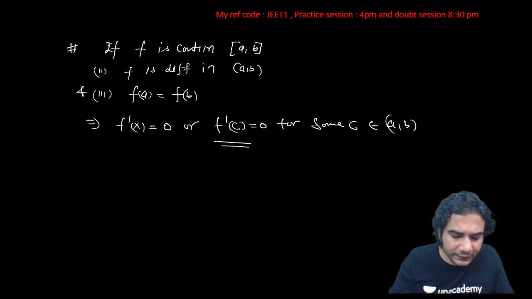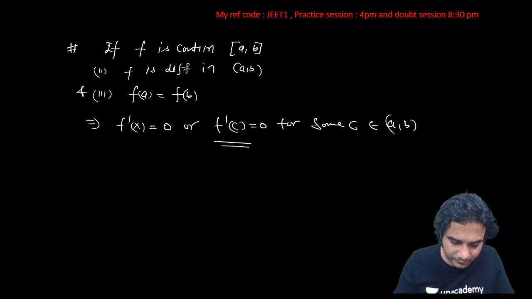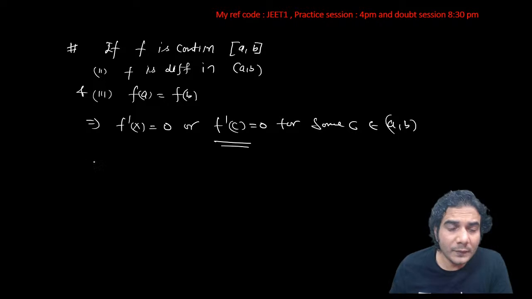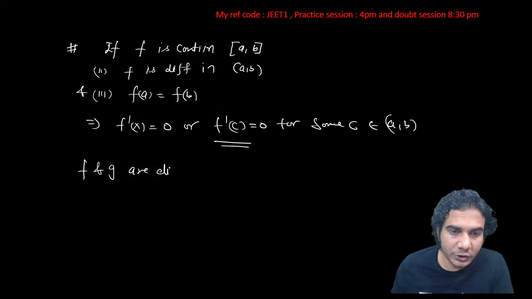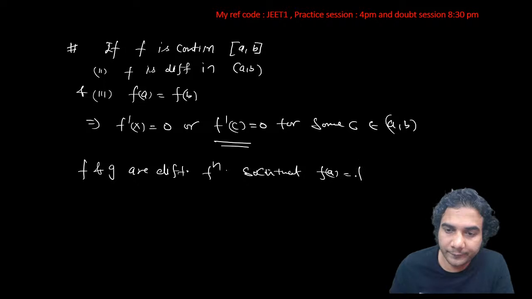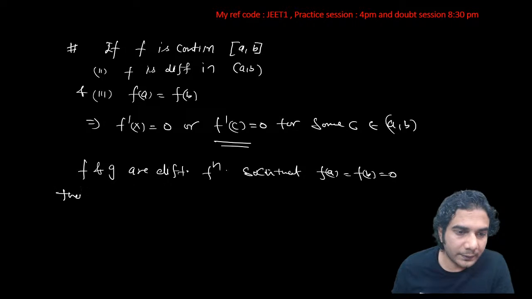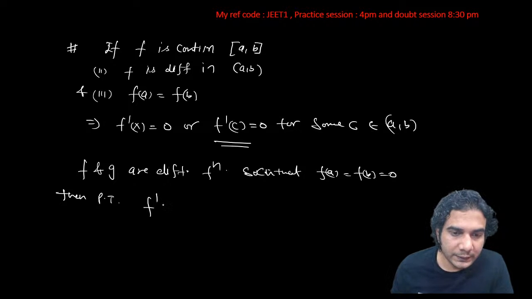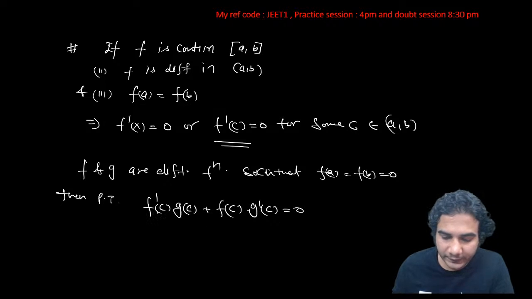Now, sometimes in options, you have questions like this. Say f and g are differentiable functions such that f of a is equal to f of b is equal to 0. Then prove that f dash c into g of c plus f of c into g dash c is equal to 0. In this, it is very easy to figure out that it's a derivative of f into g, right?